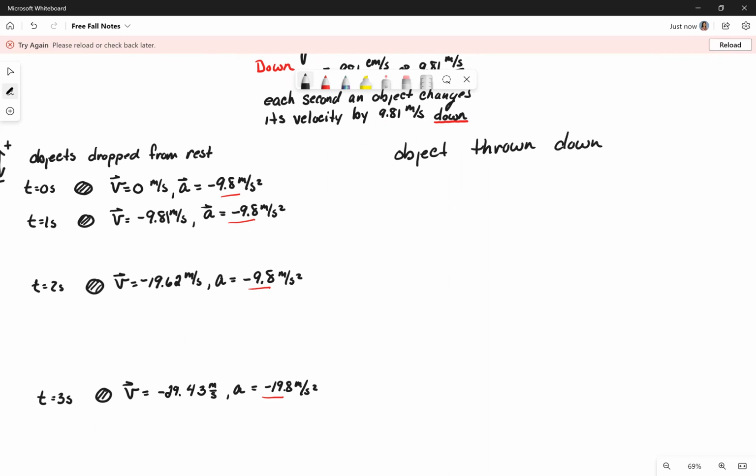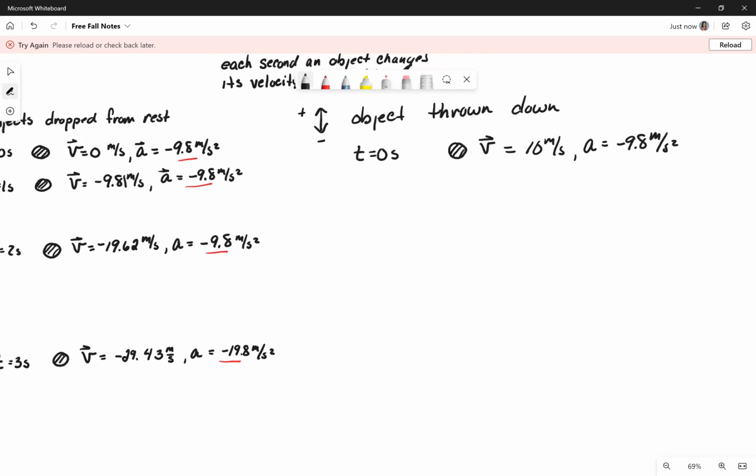Thrown down, and we'll make the numbers easy. Again, taking down to be negative and up to be positive. At time equals 0 seconds, let's give it an initial velocity of 10 meters per second. We'll just add that to our equation. And acceleration is still negative 9.8 meters per second squared in the downward direction.